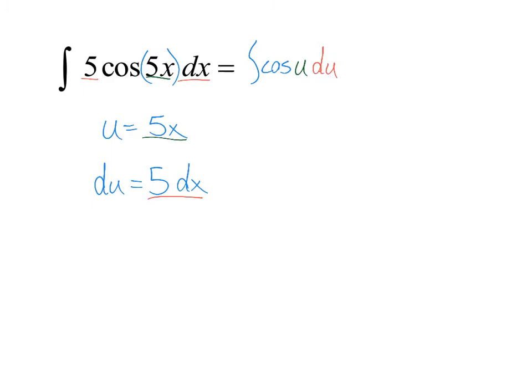Okay? Now we know our antiderivative rules. What's the integral of cosine? Sine. Okay, so this is sine of u. Put the u back in. It's sine of 5x plus the c. Okay? Do you not do 5x squared over 2?